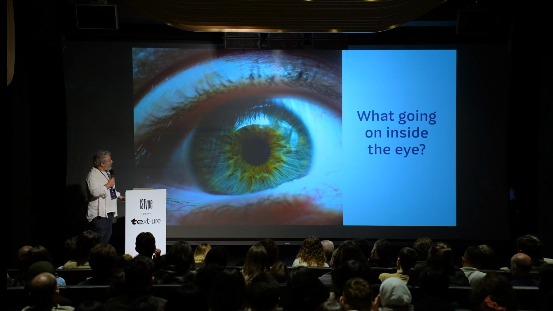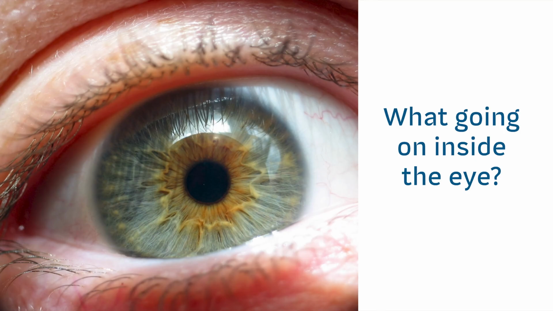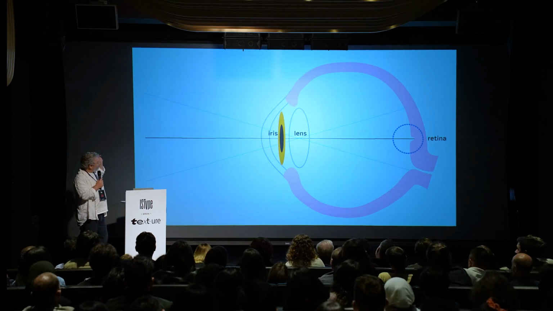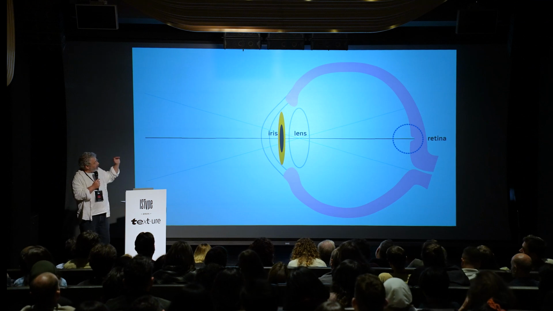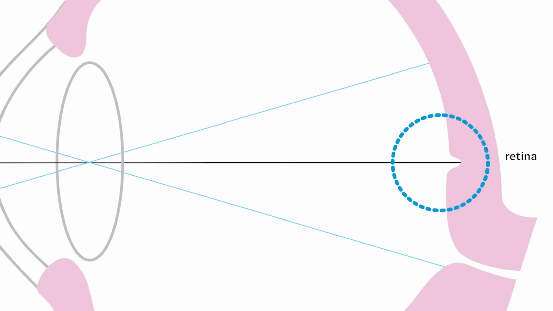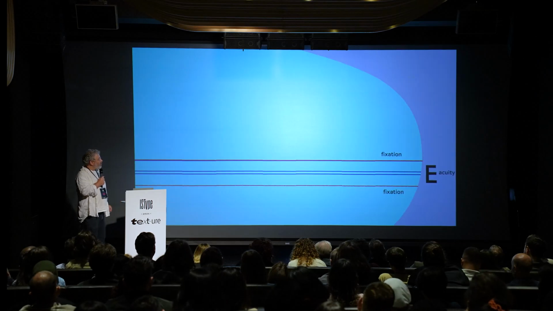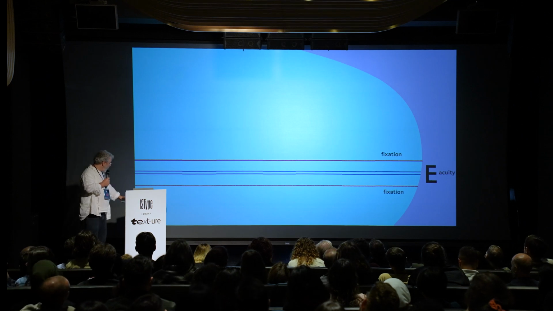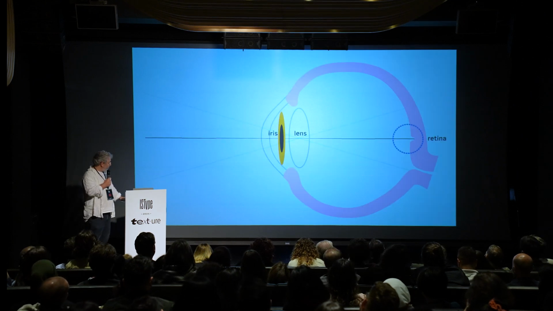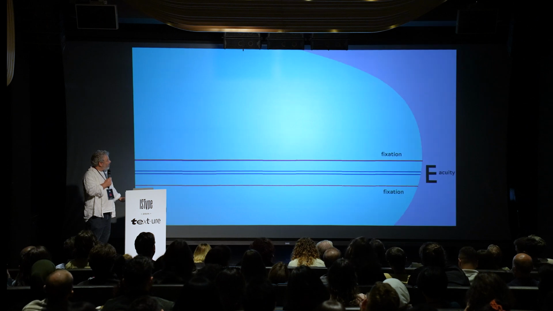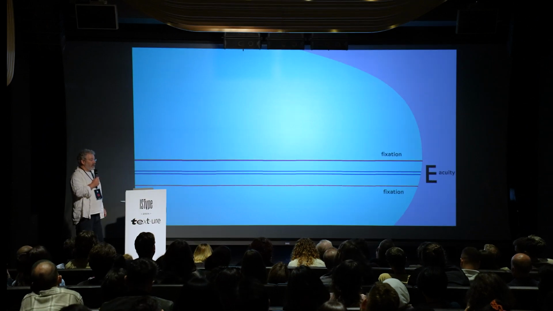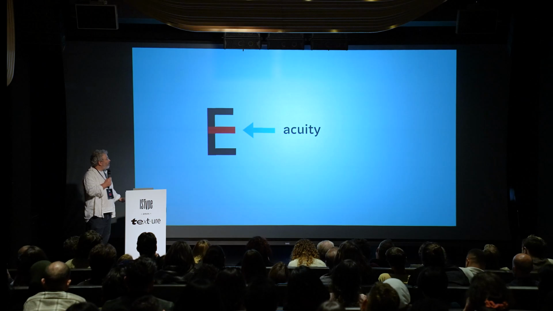But what's going on inside the eye? How is this human acuity? Let's look inside. We have the light coming through the iris, going through the lens, and finally hitting the back of the retina and getting sensed. In the retina, if we zoom in, in that tiny little dip way back there, that's where the human acuity is occurring. And that line is the determinant of acuity.